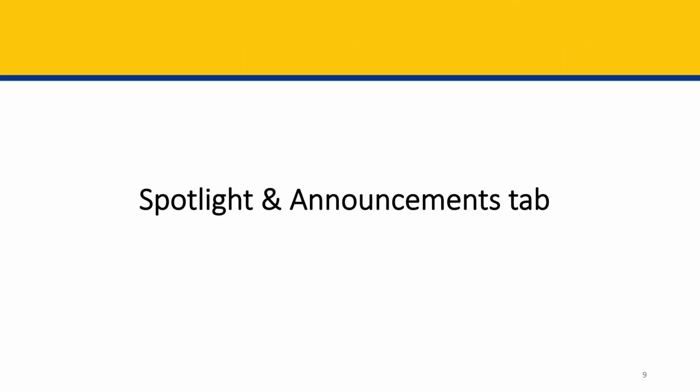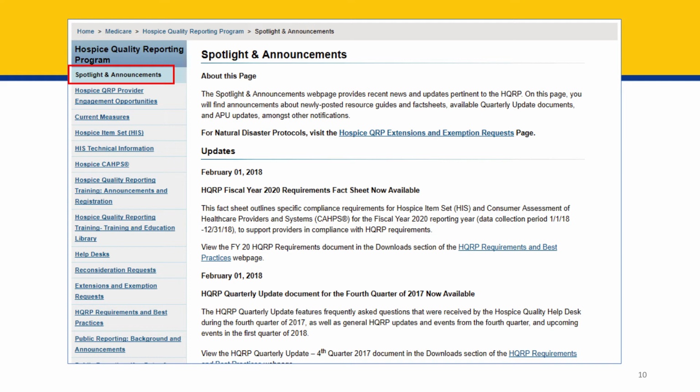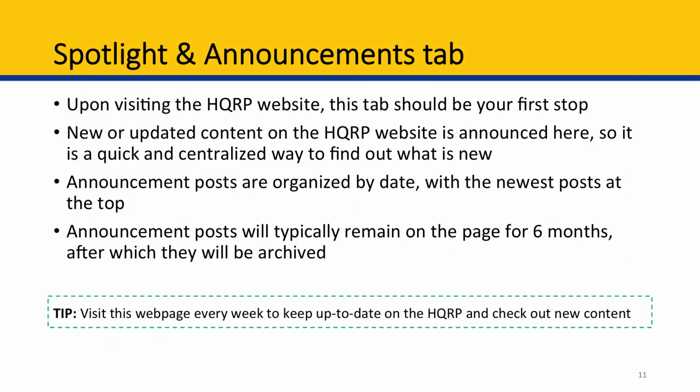The first individual tab that we'll go over is the Spotlight and Announcements tab. Slide 10 shows a screenshot. As indicated by the red box, the Spotlight and Announcements tab is the first tab on the CMS HQRP website. It appears first for a reason. When visiting the CMS HQRP website, it should be your first stop.